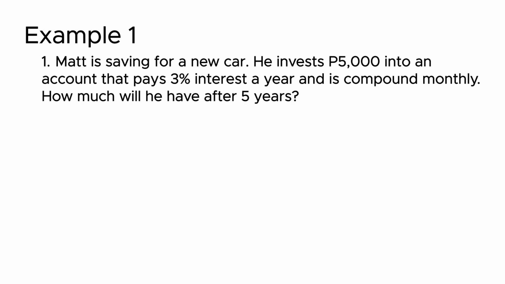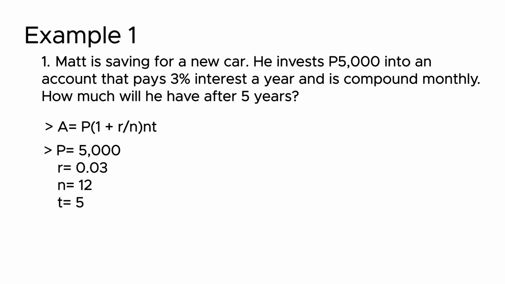Example number 1. Matt is saving for a new car. He invests 5,000 into an account that pays 3% interest a year and is compounded monthly. So how much will he have after 5 years? We are going to use our compound formula. A is equal to P times (1 plus R over N) to the power N times T. So P is equal to 5,000, R is equal to 0.03, N is equal to 12, and T is equal to 5.